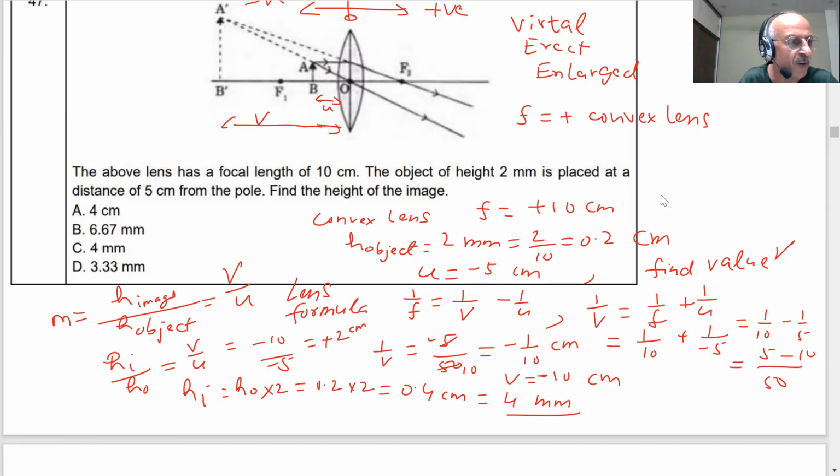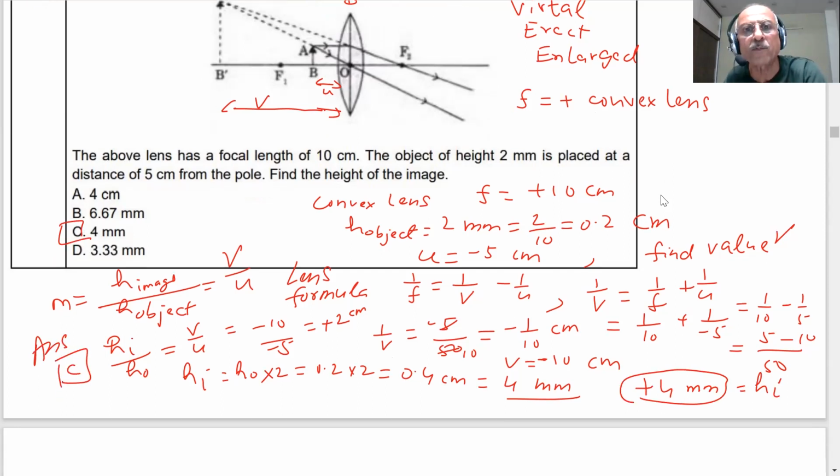It is positive, student. Therefore, what is our answer, student? Answer is C. This is plus 4 millimeter. That is the height of the image. The answer is C. Note down, important question. Such questions will be there in the exam, students.